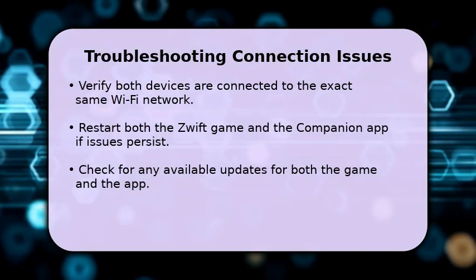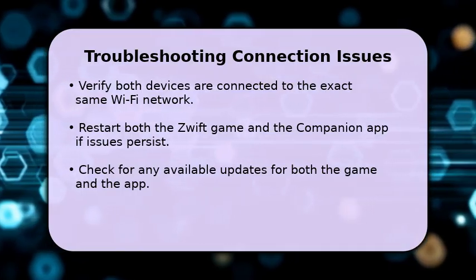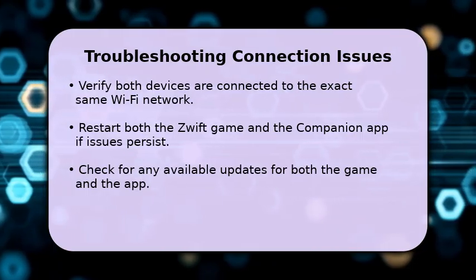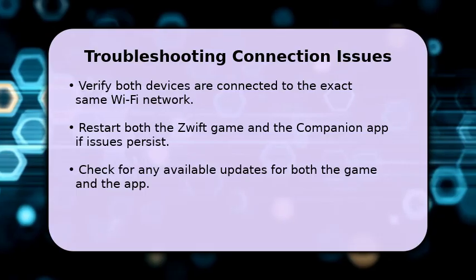If you encounter any connection issues, don't worry, there are a few simple troubleshooting steps. First, double-check that both your Zwift game and the Companion app are indeed on the exact same Wi-Fi network. This is the most common cause of problems.